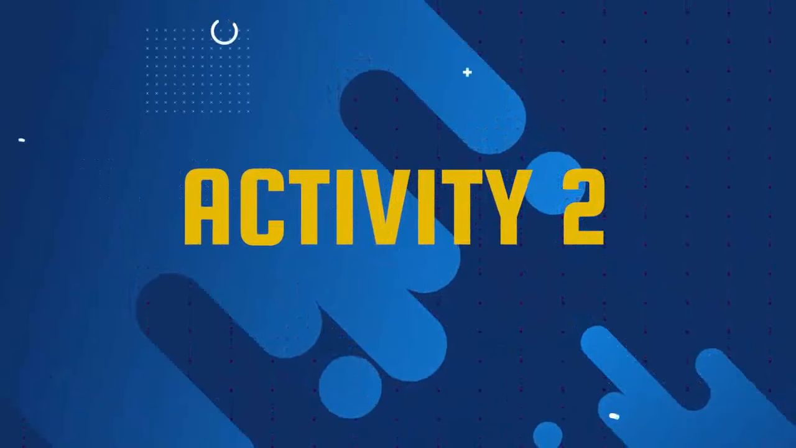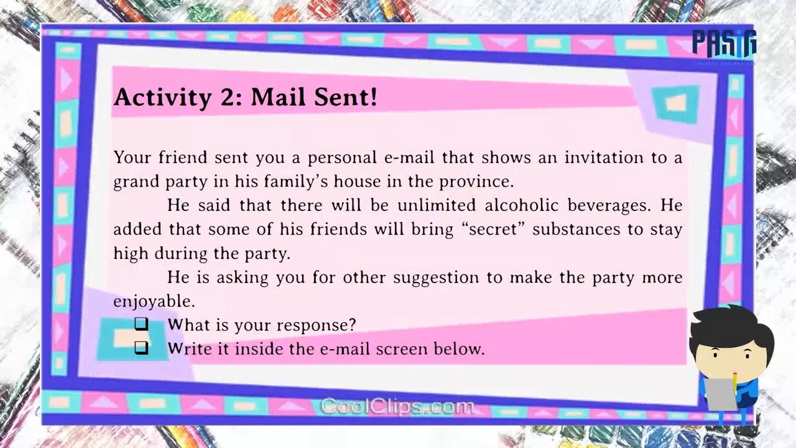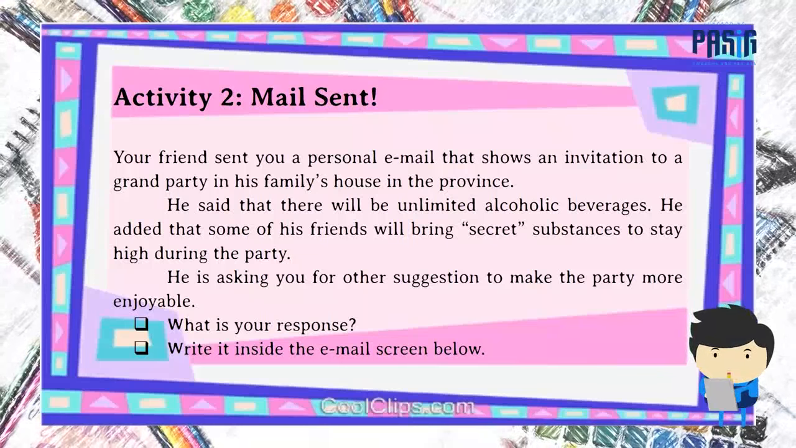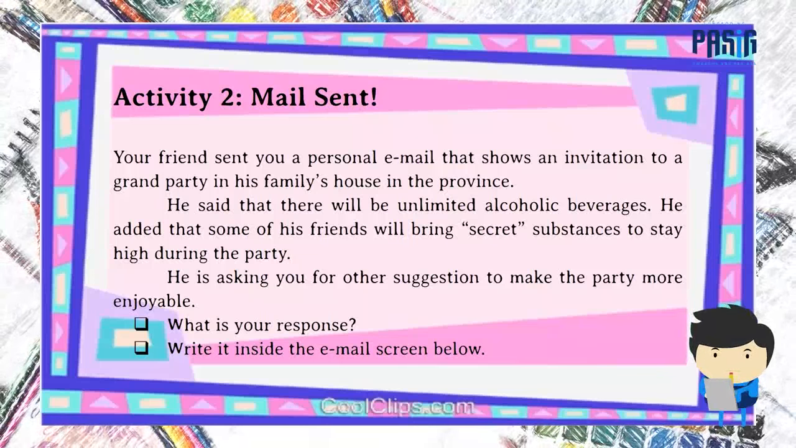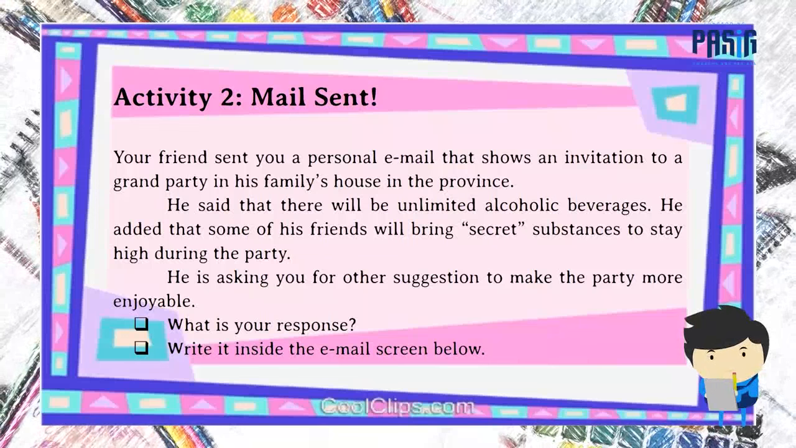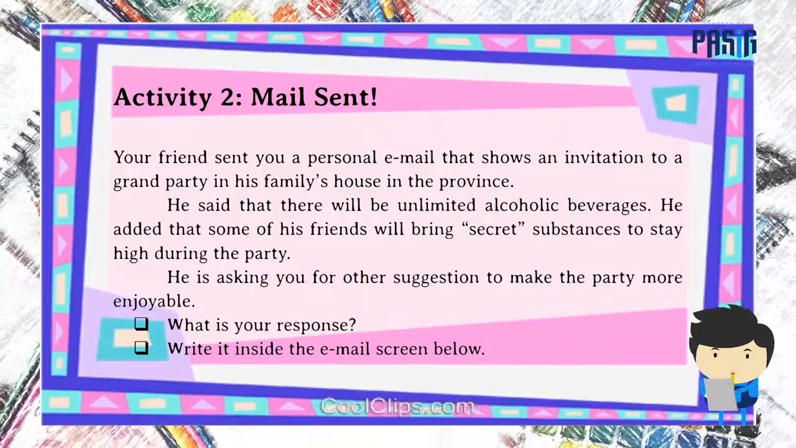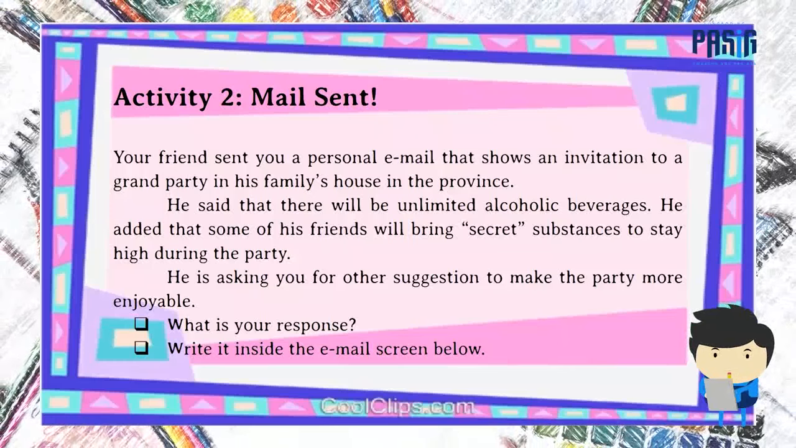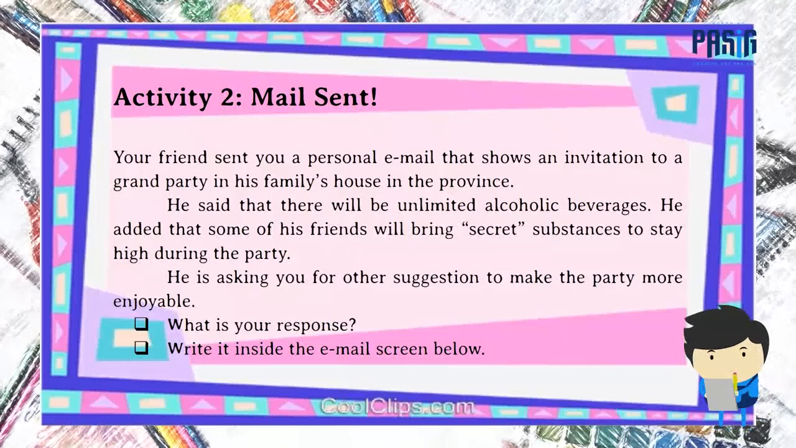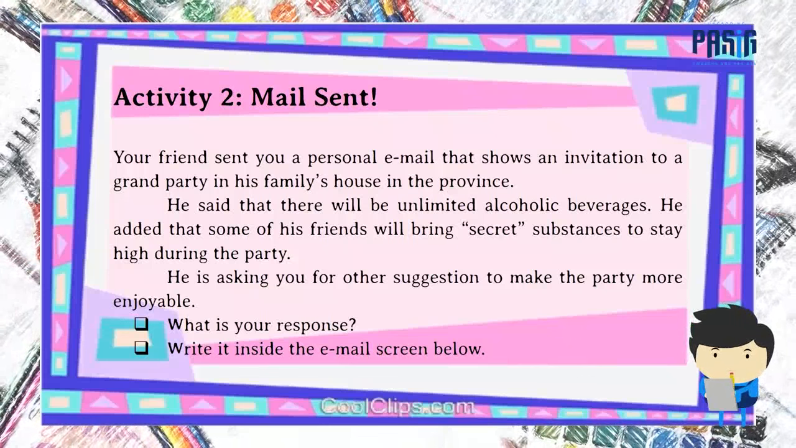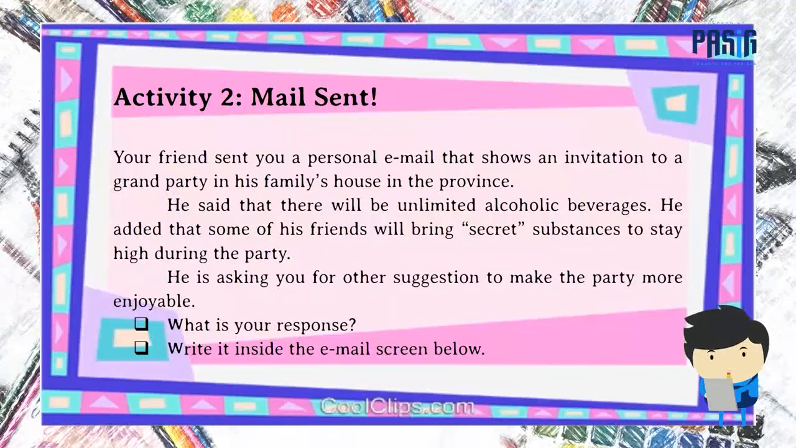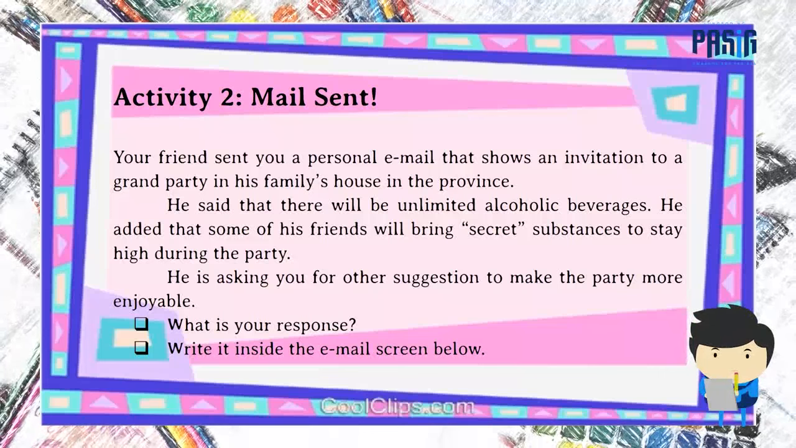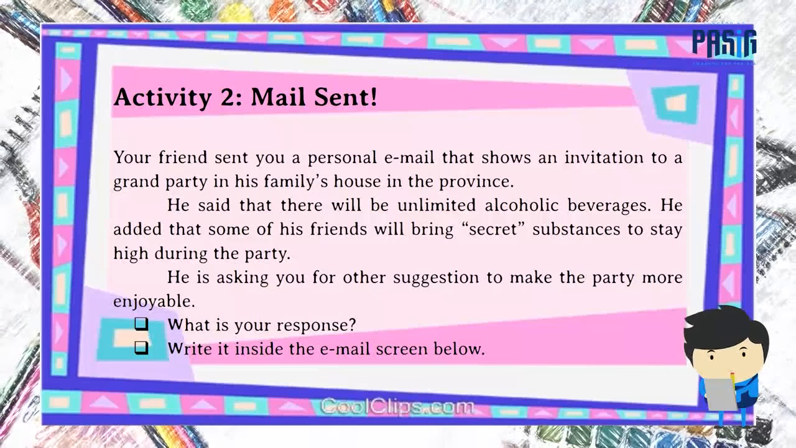Activity number 2. Mail sent. Your friend sent a personal email that shows an invitation to a grand party in his family's house in the province. He said that there will be unlimited alcoholic beverages. He added that some of his friends will bring secret substances to stay high during the party. He is asking you for other suggestions to make the party more enjoyable. What is your response? Write it inside the email stream below.